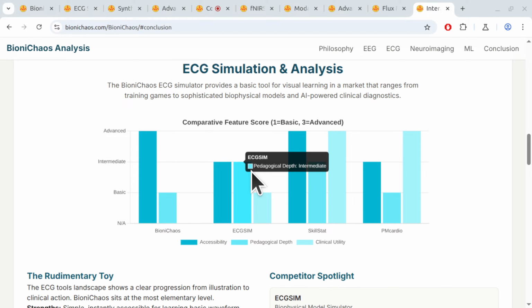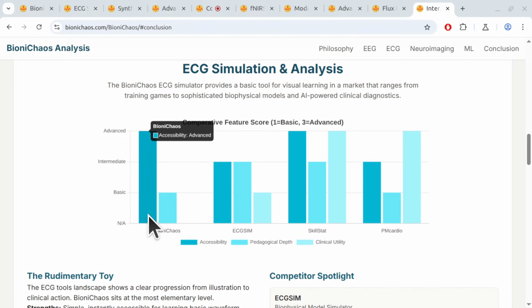Sure thing. It looks like a bar chart comparing different ECG simulation software based on accessibility, pedagogical depth, and clinical utility. It shows scores for Bionic Chaos, ECG Sim, SkillStat, and PM Cardio. Each program has different scores in those categories. Yeah, can you go over the scores?